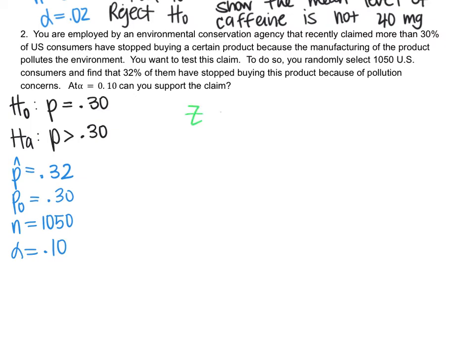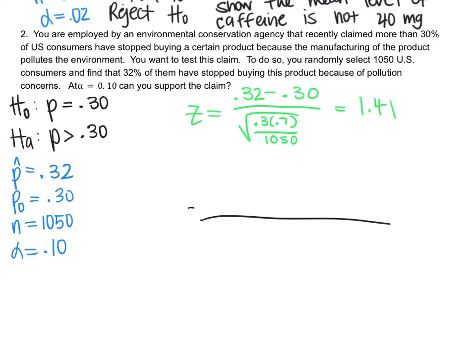So we're going to calculate our z-score. Do 0.32 minus 0.30 divided by the square root of 0.3 times 0.7 all over n, which is 1050. So we're going to plug this into our calculator. And we're going to get 1.41. Next, we need to calculate our p-value.